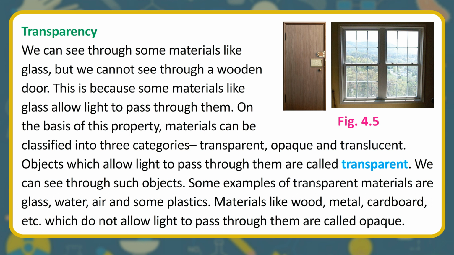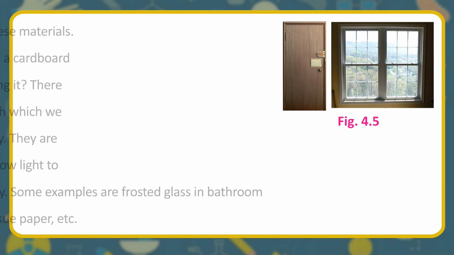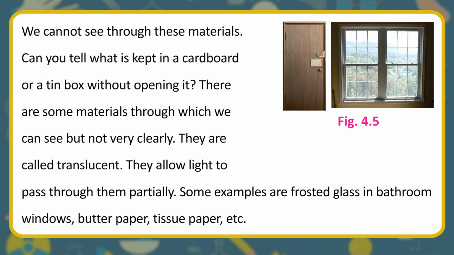Materials like wood, metal, cardboard, etc., which do not allow light to pass through them are called opaque. We cannot see through these materials. Can you tell what is kept in a cardboard or a tin box without opening it? There are some materials through which we can see but not very clearly. They are called translucent. They allow light to pass through them partially. Some examples are frosted glass in bathroom windows, butter paper, tissue paper, etc.